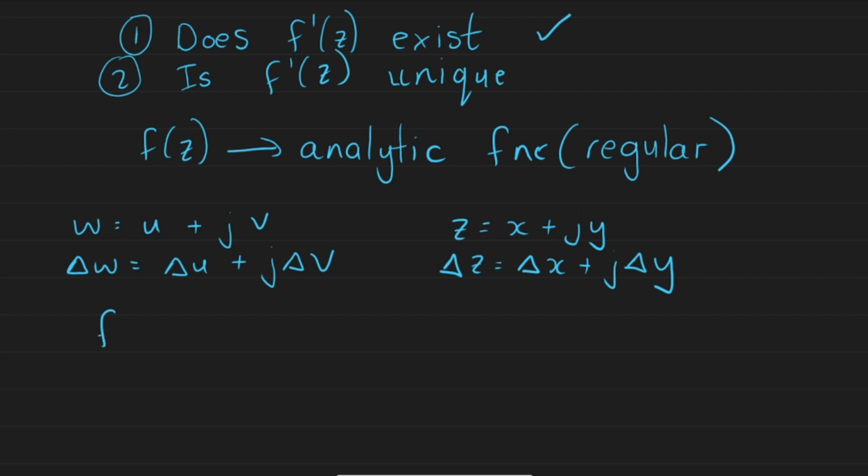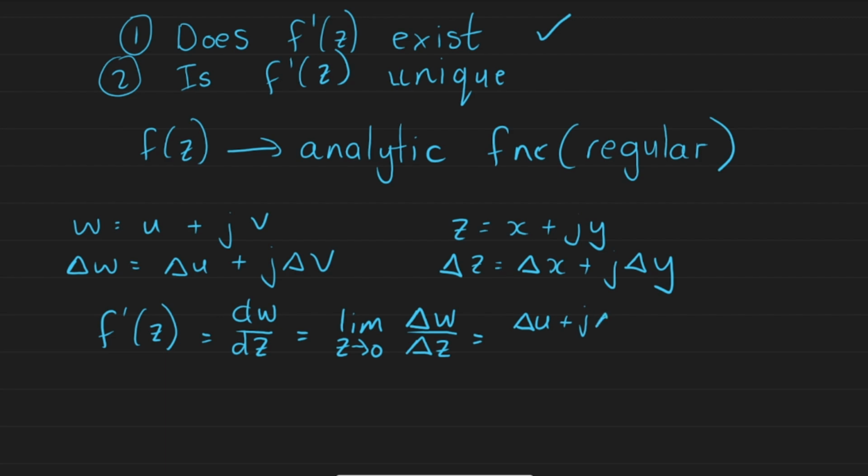So if we are saying f prime z, okay, then what we're actually asking for is dw dz, and we're asking for the limit as delta z approaches 0 of delta w divided by delta z, okay? And what's delta w? Delta w is this delta u plus j delta v. So that's delta u plus j delta v, and then divided by delta z, and delta z is delta x plus j delta y.